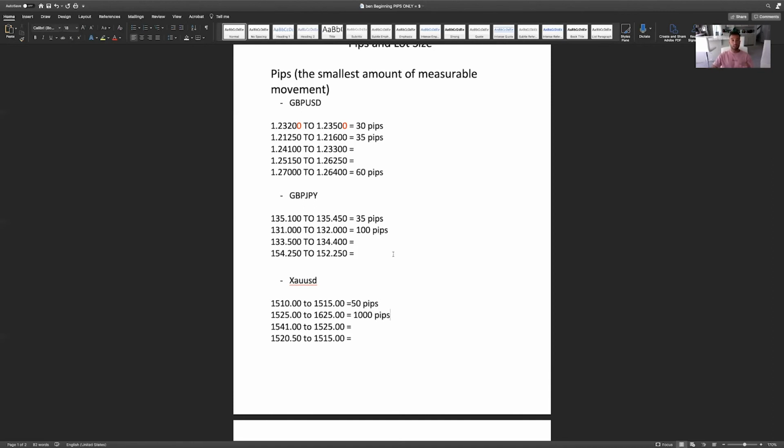If you have any questions at all, please let me know. This is just the pips video, and after this video I'm going to make the lot size video as well, and I'll use a few different lot sizes. I'm also going to send a screenshot with this video using pips and the lot size, and how much it equals as a dollar amount.